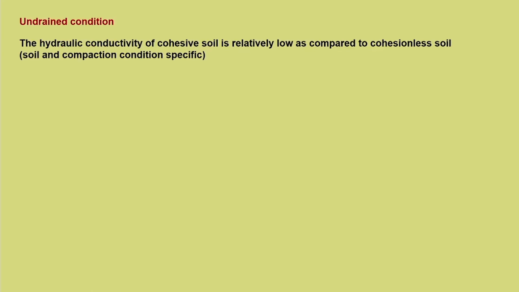Now, what is meant by undrained condition? The hydraulic conductivity of cohesive soil is relatively low as compared to cohesionless soil, and it is soil and compaction condition specific. It will depend upon what is the type of soil. A clay soil will be having extremely low hydraulic conductivity as compared to a silty one. Similarly, for the same soil, the compaction state may alter the pore structure. So, all this is going to govern what kind of hydraulic conductivity it has.